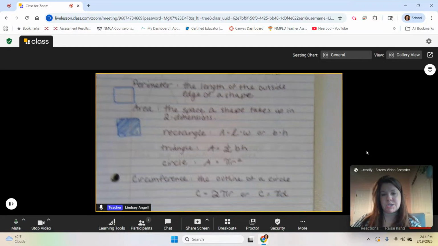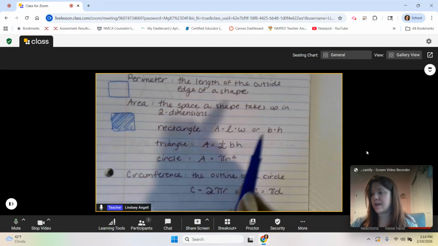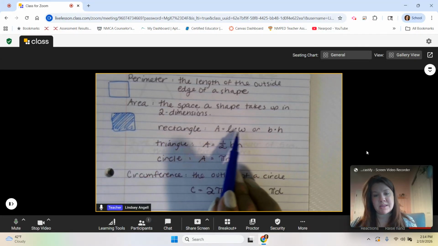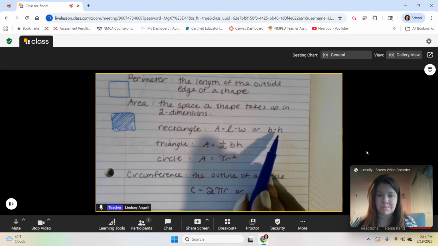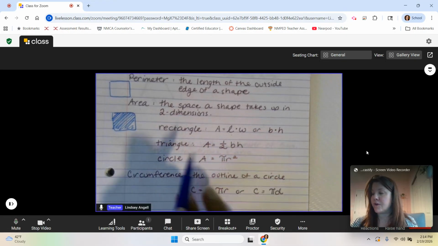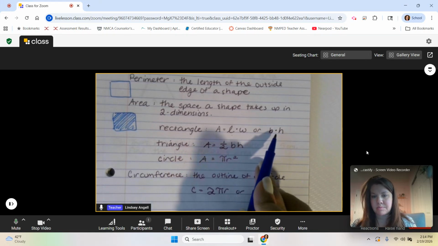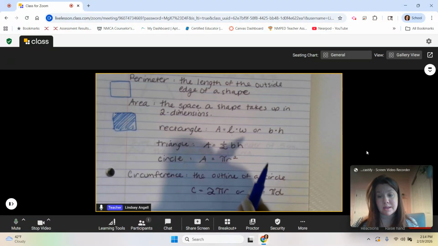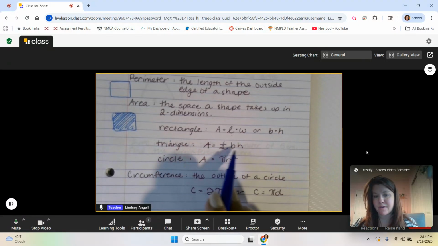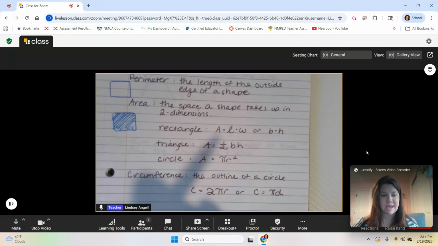Okay, so for a rectangle, the area can be found by multiplying the length times the width, or also sometimes it's called base times height. For a triangle, it's 1/2 times the base times the height. You could take any triangle and double it, and it would be the same thing as a rectangle or a parallelogram, which is why it's just half of that space there.